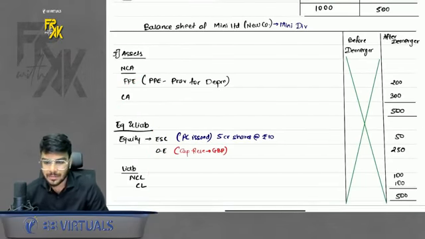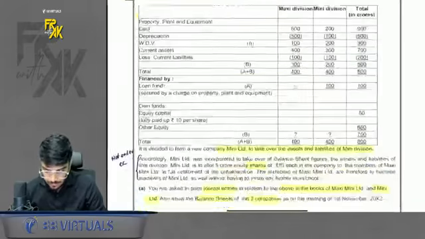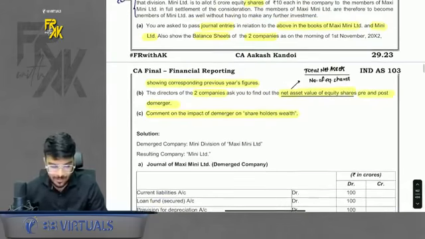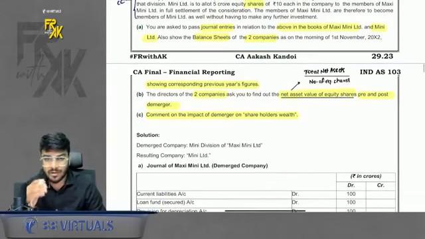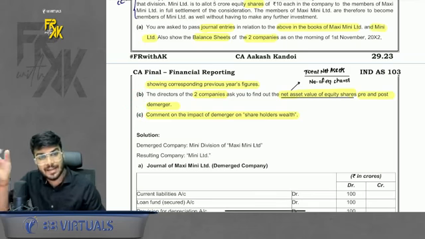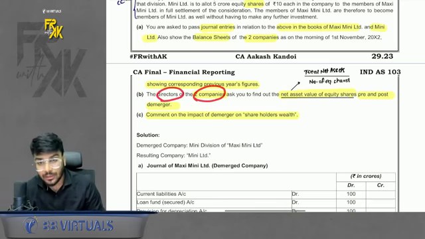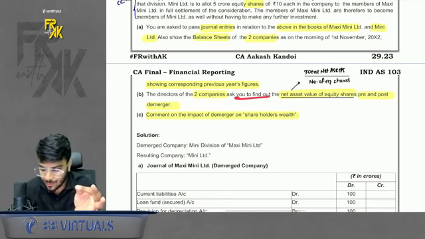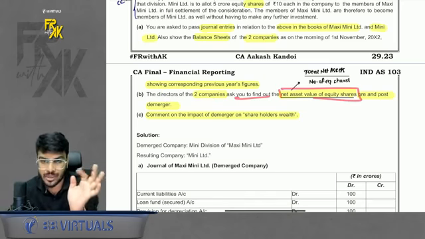Done. Simple. Right? Now, I'm not solving this question for the first part. The first part was very much similar to what we did in the previous question. We are revising this question for part B and part C. What is there in part B? In part B, it is said that the directors of the two companies ask you to find the net asset value per equity share pre and post demerger.